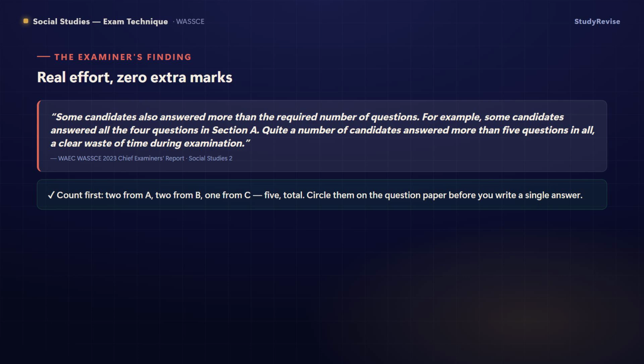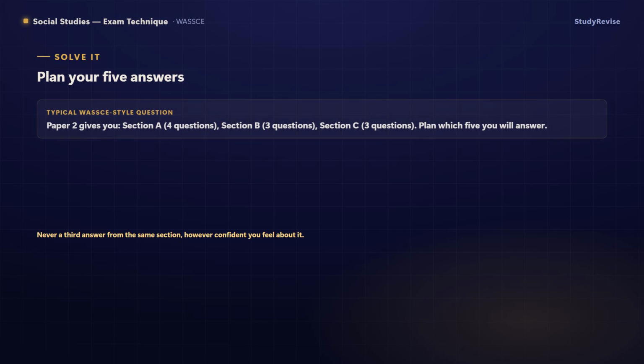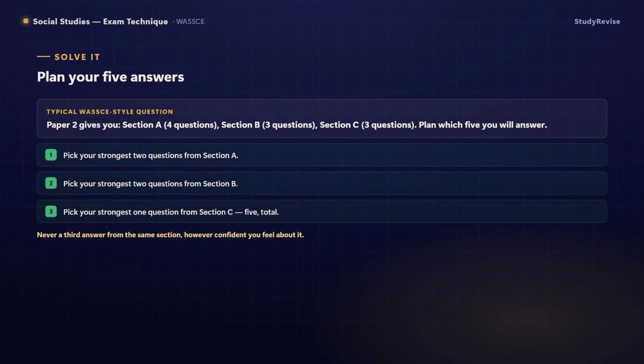Let's test it. You open the paper. Section A has 4 questions, Section B has 3, Section C has 3. Watch the planning, not just the answering. Pick your strongest 2 from Section A, your strongest 2 from Section B. That is already 4. 1 more, your strongest from Section C. 5. Done. Not 3 from A because you felt confident. 2, always, at most.